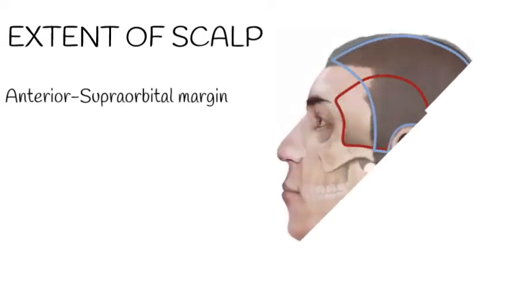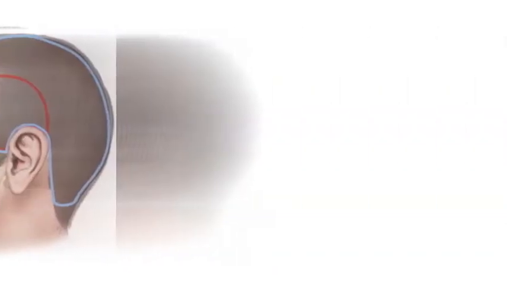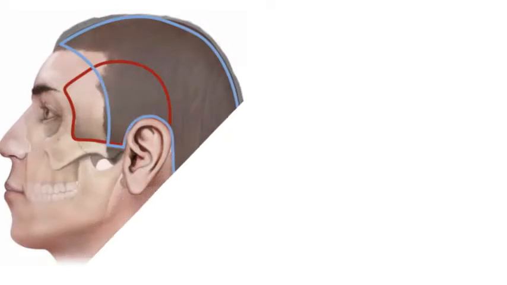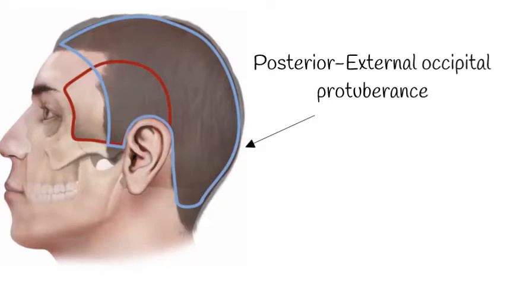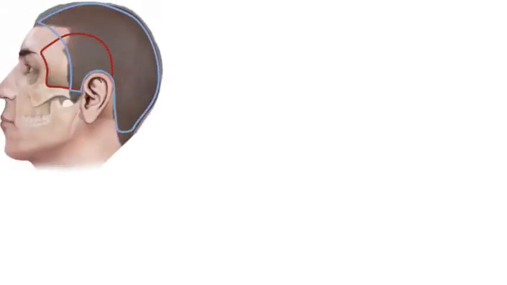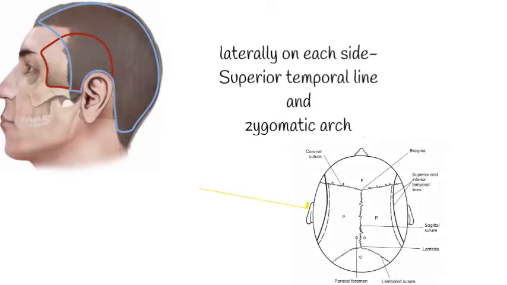In this picture you can see the scalp is limited anteriorly by the supraorbital margins. The superior nuchal lines and the external occipital protuberance of the occipital bone limit the scalp posteriorly. The superior temporal lines and zygomatic arch are the lateral limits on each side.